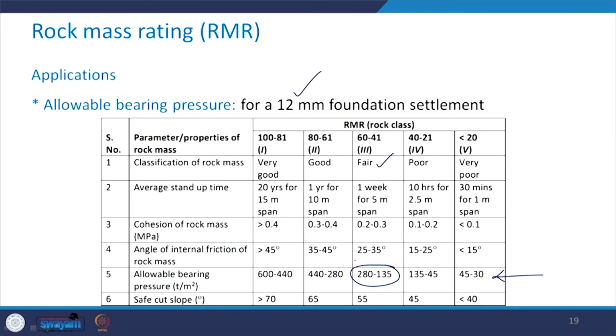Then the next one is the safe cut slope. You can see that the angle has been given. So depending upon the kind of rock mass quality that you have as far as RMR is concerned, accordingly from this table you can find out what will be the safe cut slope in degrees.